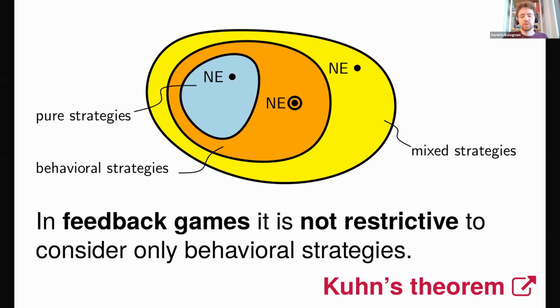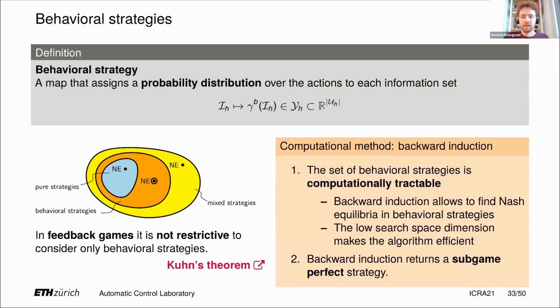The details of this are contained in Kuhn's theorem in the monograph that we're going to post online. But the take-home message here is that if you have a feedback game, you can randomize at the level of the individual information set. You don't need to look into this huge set of mixed strategies. This is very good news. The behavioral strategies are a set which is computationally very tractable. Backward induction works, and that's what we're going to see in the next couple of slides.